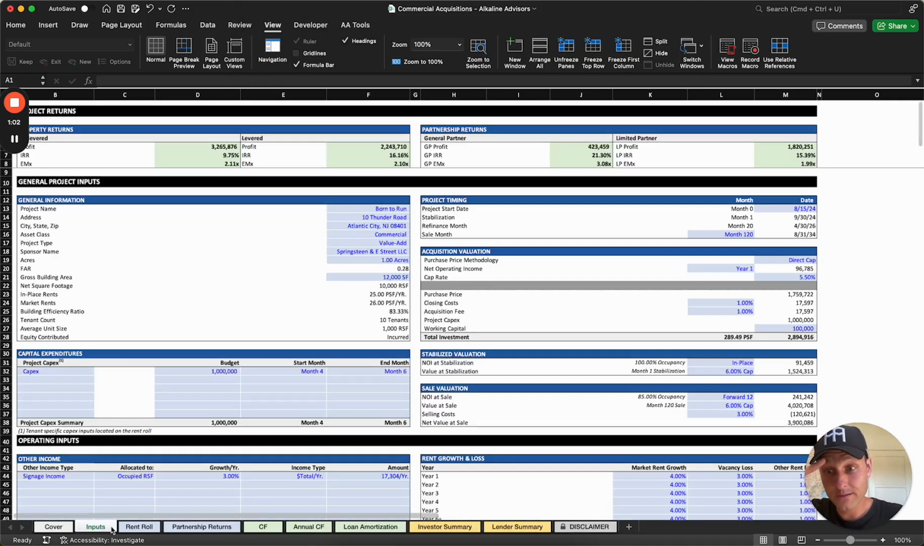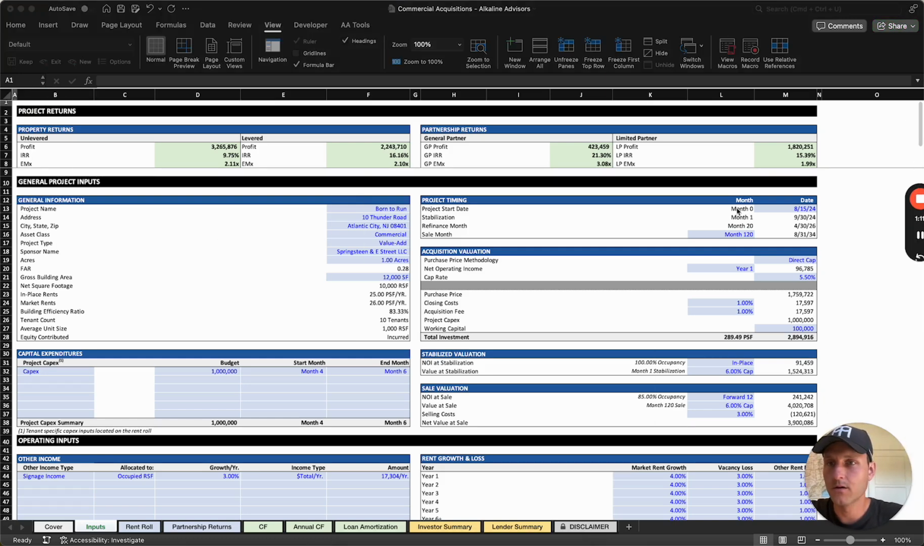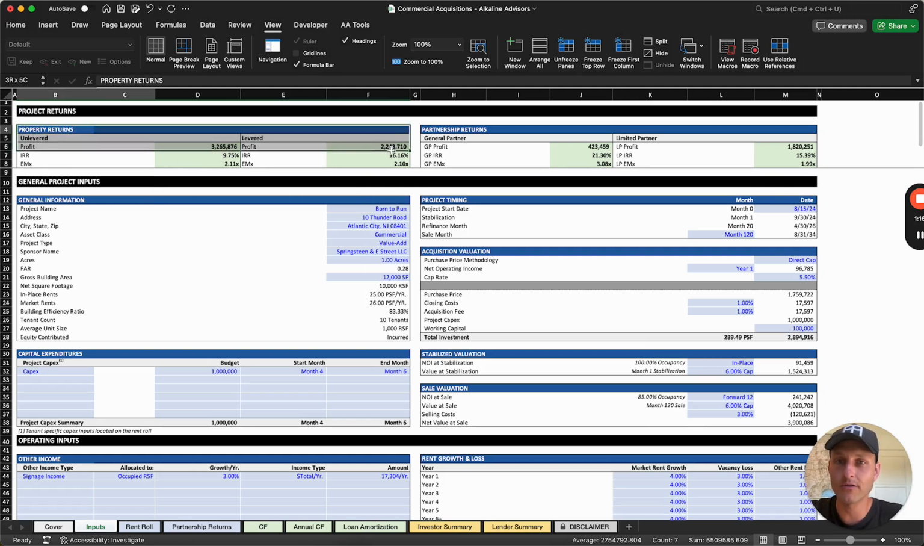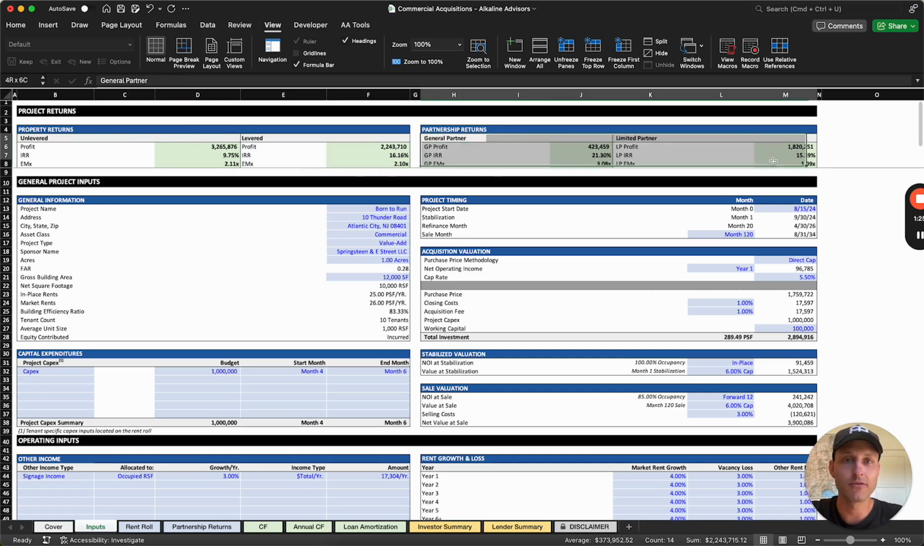Okay, so we'll start with the inputs tab. The inputs tab is where a majority of the inputs are housed, as you might have guessed. Over here, at the very top, we've got some return metrics. We've got property level returns and then partnership level returns. This is segmented into unlevered returns and levered returns, so that's no debt and then debt. And then partnership level returns, we have the GP returns and the LP returns. These will update automatically when we change any of the inputs, and you can see how that works accordingly.